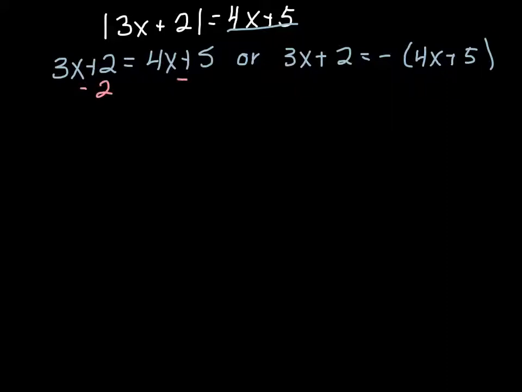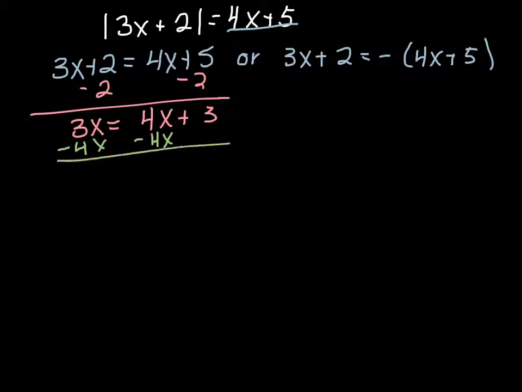Step 1, I'm going to subtract 2 on each side. So I have 3x equals 4x plus 3. Next step here is I need to move the x term over, so I'm going to subtract 4x on both sides. So I have negative 1x equals 3, divide by negative 1, therefore x equals negative 3.